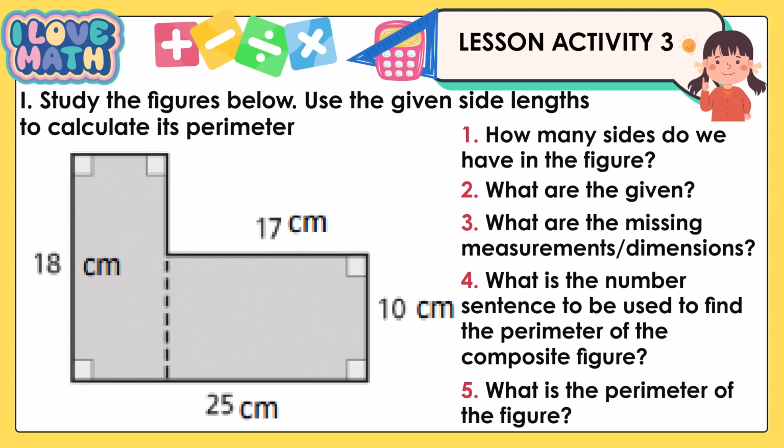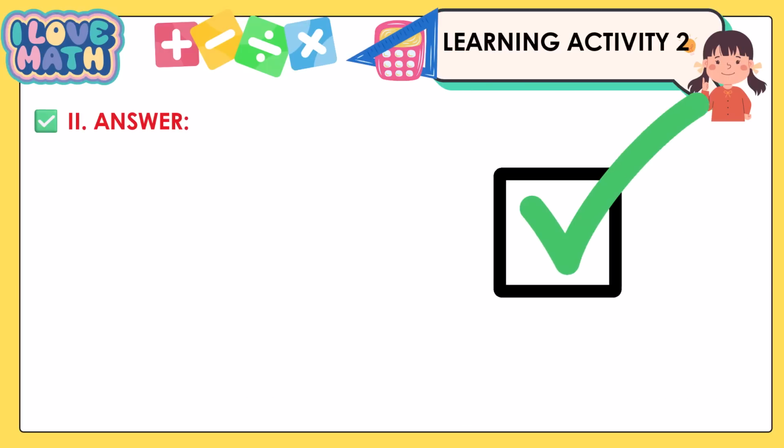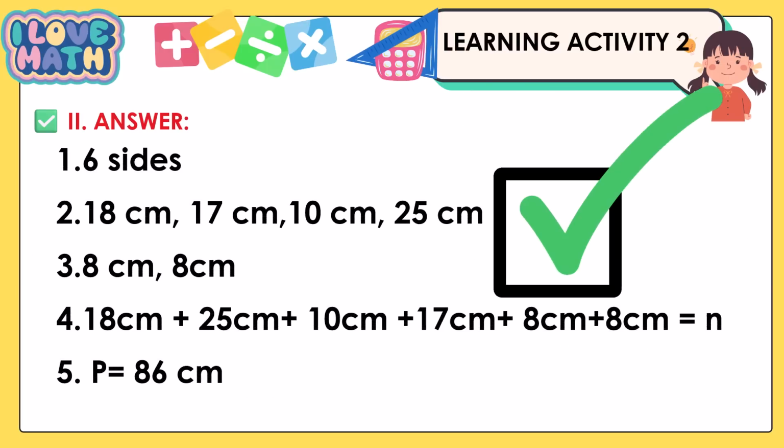Lesson activity number 3. Study the figures below. Use the given side length to calculate its perimeter. Here are the questions that we also need to answer. And here are the answers for numbers 1 to number 5.